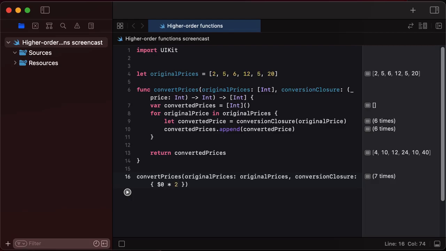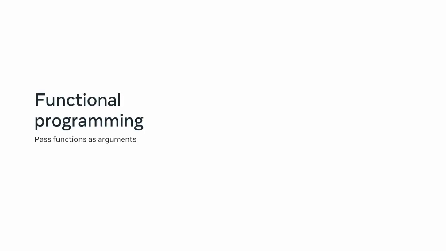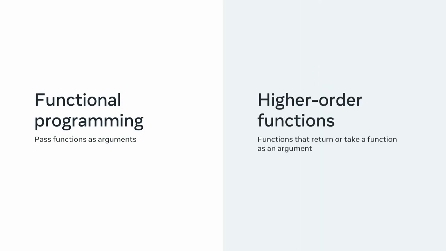In this video, you've learned how functional programming allows you to pass functions as arguments and assign them to variables. You've also learned that functions that return or take a function as an argument are called higher order functions. In addition to this, you also discovered how to write your own higher order function to transform data and make it reusable. Functional programming and higher order functions in Swift use closures to optimize your code reusability.